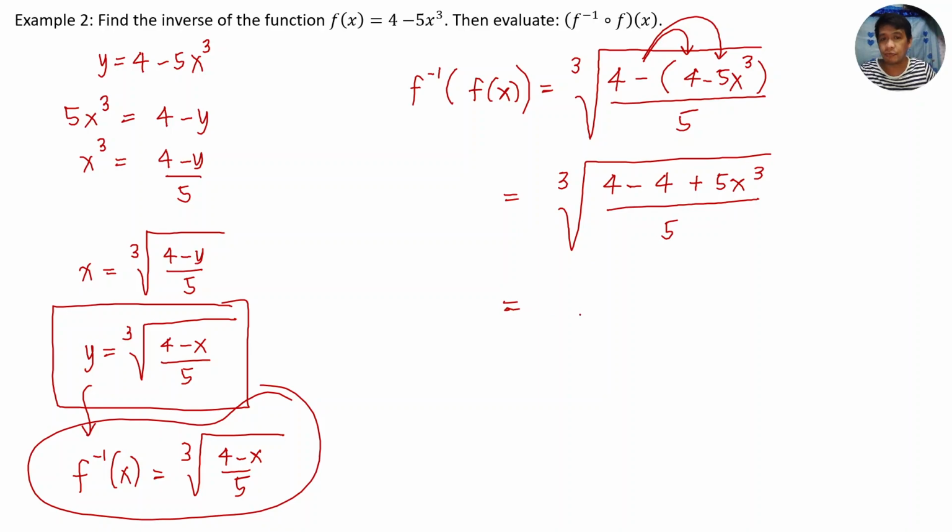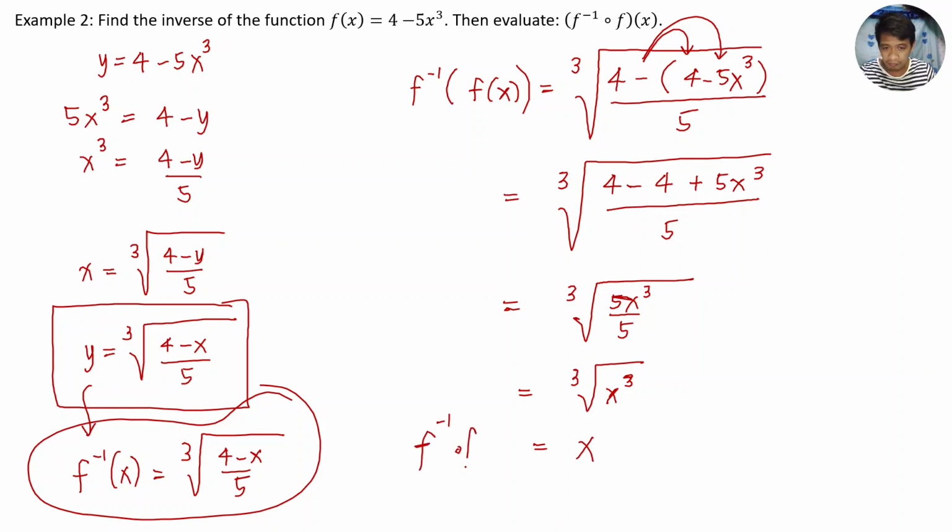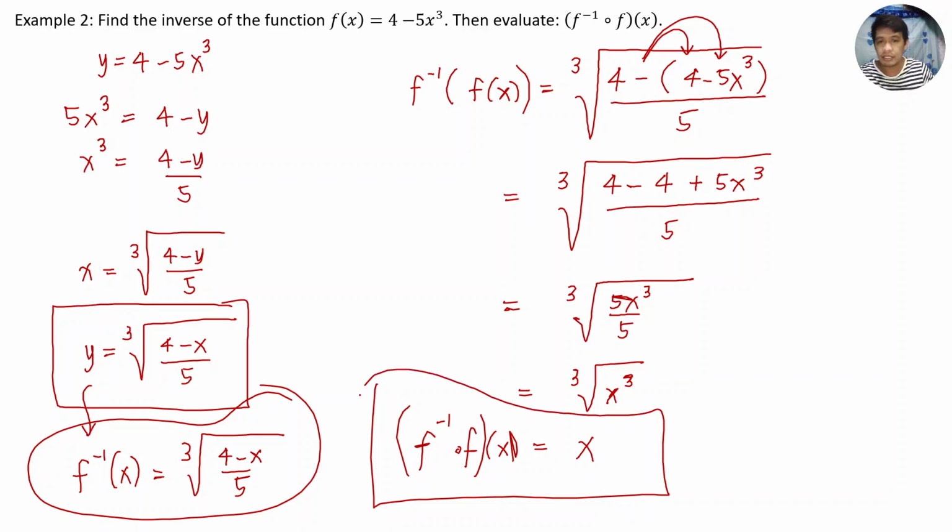4 minus 4 is 0. This becomes 5x cubed over 5. And 5 cancels out. That's cube root of x cubed, which gives us x. So therefore, our answer is correct. Because we have proven that f inverse circle f of x is equal to x.